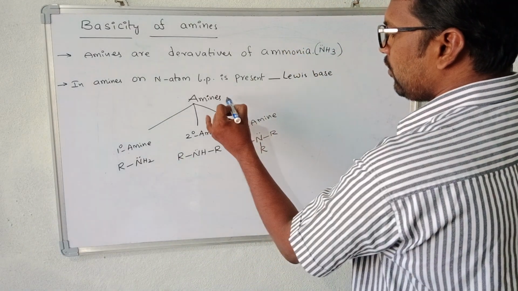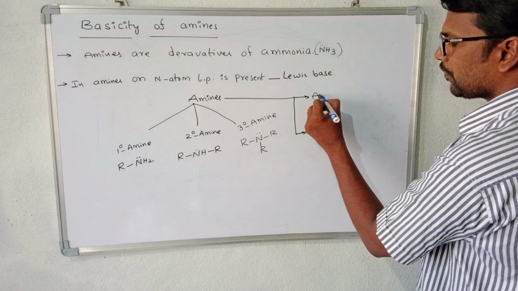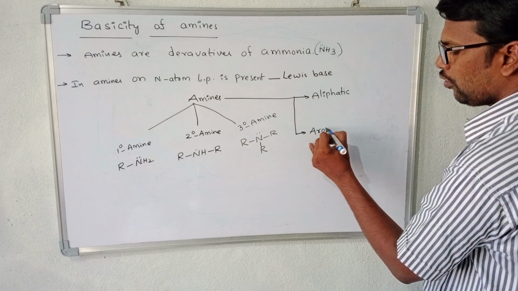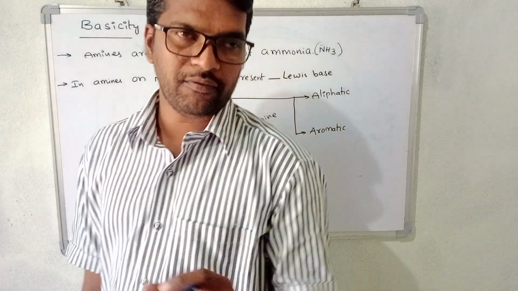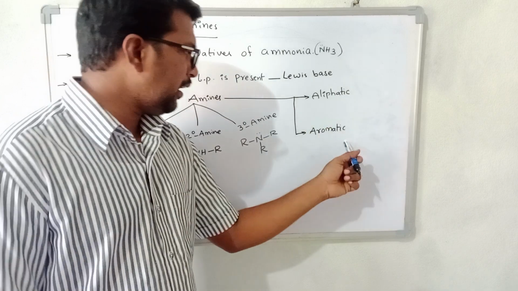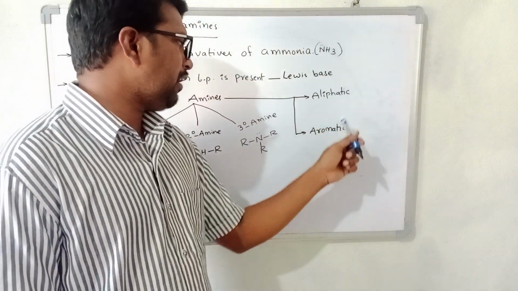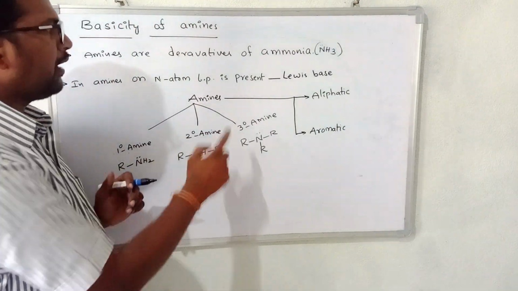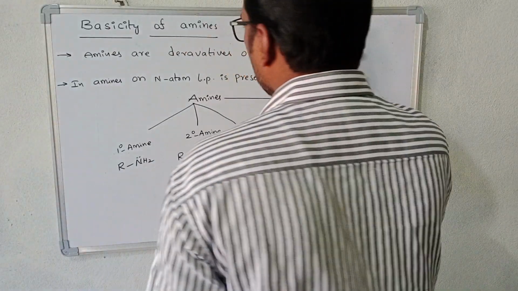These amines are again classified into two types: aliphatic amines and aromatic amines. Aliphatic means without a benzene ring; aromatic amines contain a benzene ring. So amines can be classified into aliphatic and aromatic, and these are also classified into primary, secondary, and tertiary. Now let us see how their basicity can be explained.